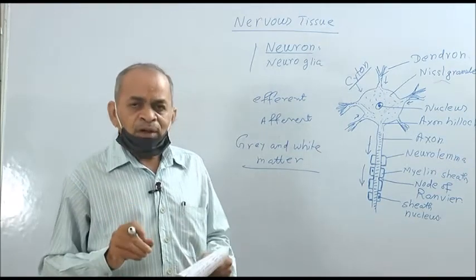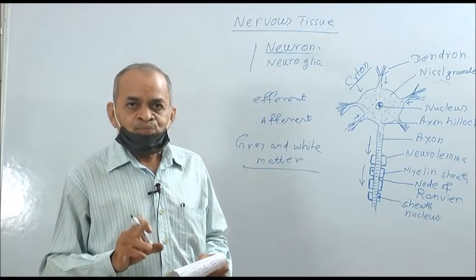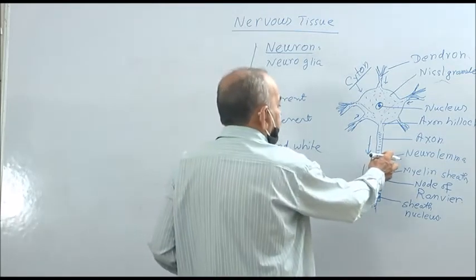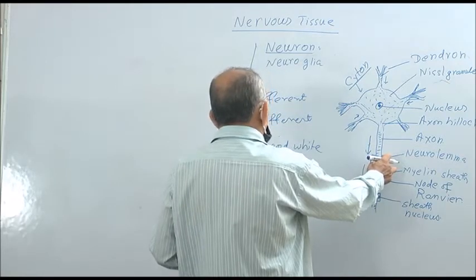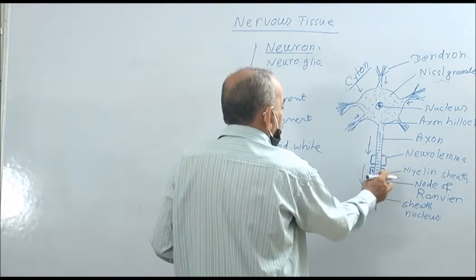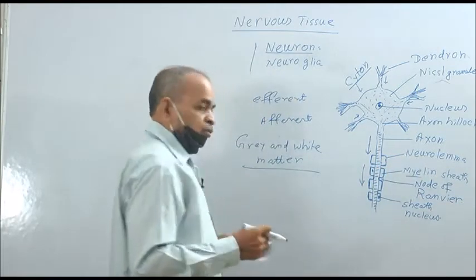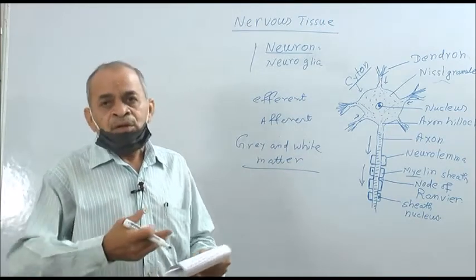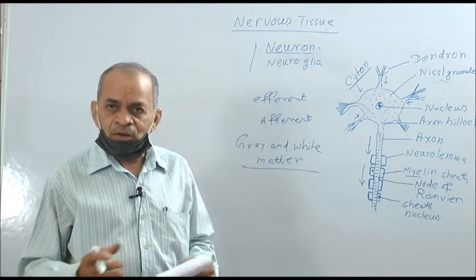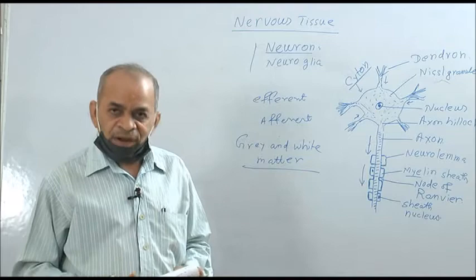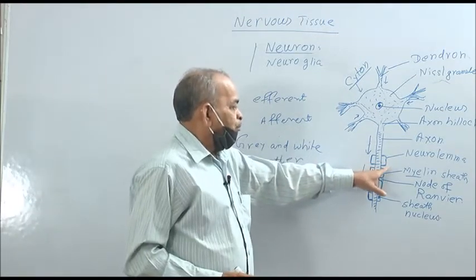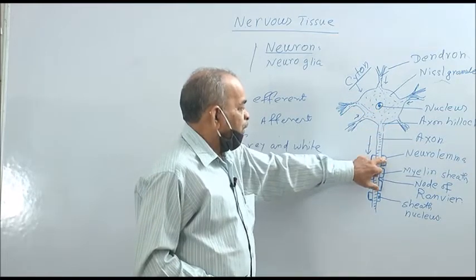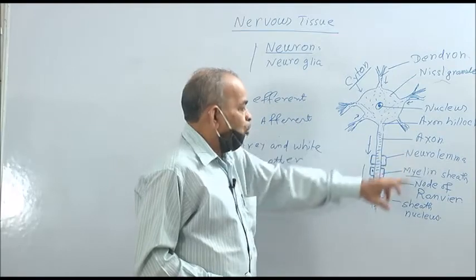When it enters the white matter, it receives the first covering called myelin sheath, which is white. When it leaves the central nervous system, brain and spinal cord, it receives the second covering called neurolemma. You can see this is the second covering, neurolemma. So, two coverings are present. Here this portion is naked, the first covering is myelin sheath and the second covering is neurolemma.